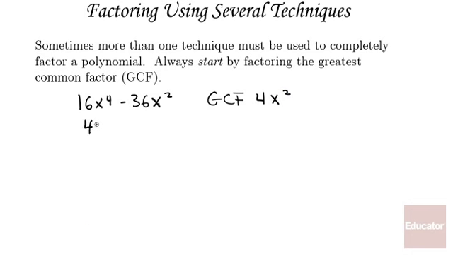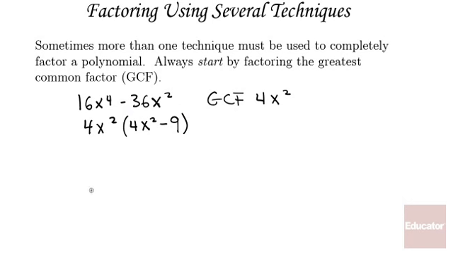I go ahead and pull that out and see what I've left behind. If I take the 4 out, 4 times 4 is 16, so I have a 4 left behind. If I take an x squared from x to the 4th, I have an x squared left behind. Doing that for the second term, pulling 4 out of 36 leaves me 9. And if I factor out the x squared, I have no variable term left behind. And as always, you can check your work by multiplying out to make sure you get back the original expression.